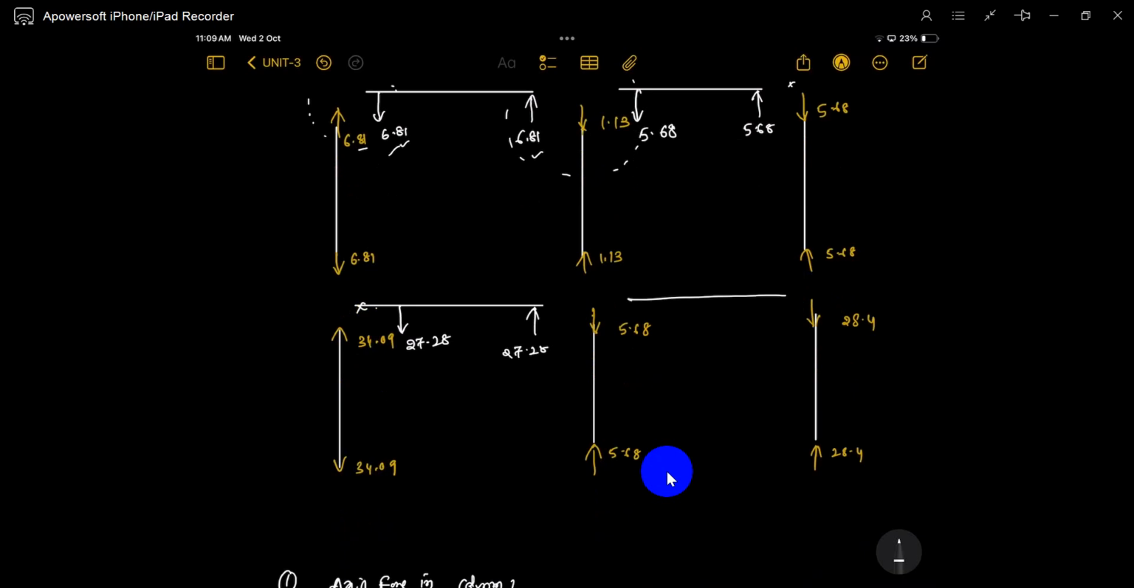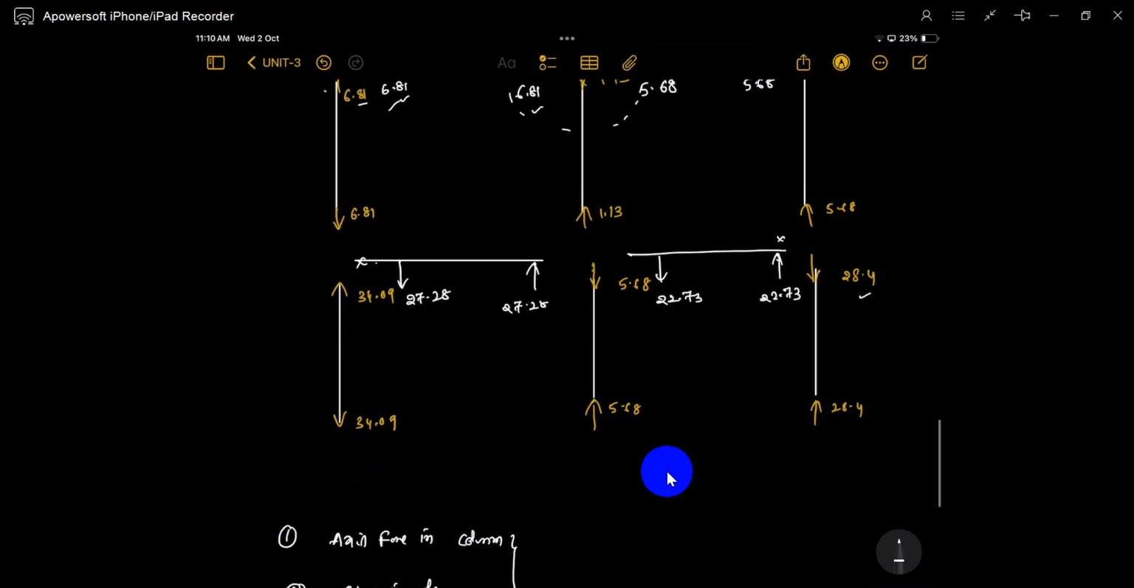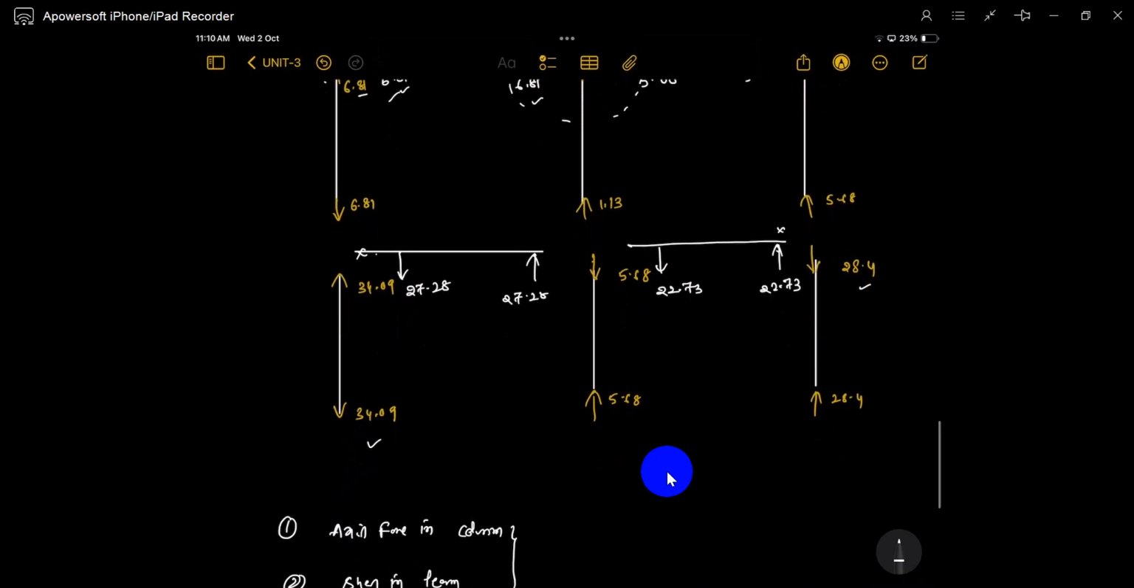Okay, now what is this value here? So next column proceeded: 27.28 plus 1.13 minus 5.68 is 22.73. Here you will check, 28.4, 5.68, it must be 22.73. Are you understood? You may also check previously: 34.09, 5.68, 28.4.